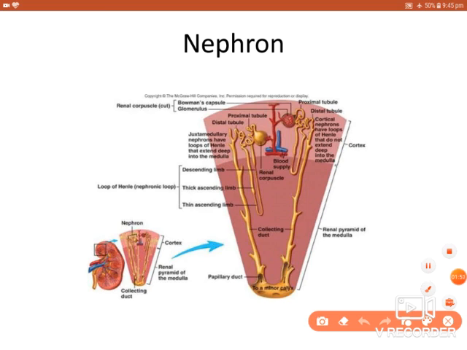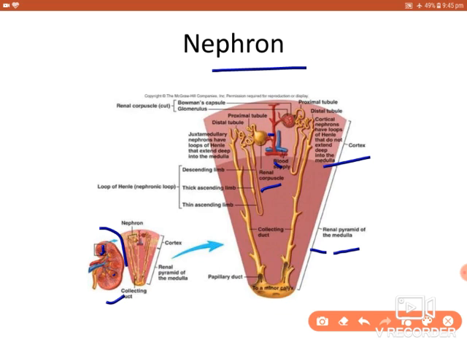Here, this is the structure of the nephron. See here, this is the kidney in the sagittal section. If you take a section from here, this is the outer part, the cortex, and this is the inner part, the medulla. You can see the renal pyramids. See the cortex here, the arterioles coming into the renal corpuscles.